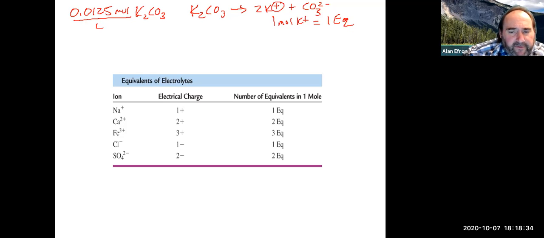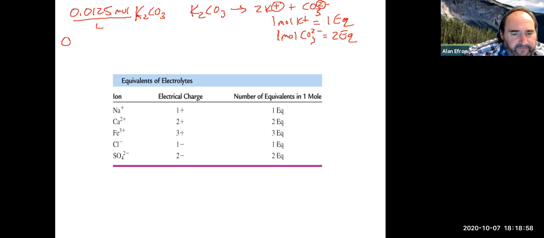We also know for every 1 mole of carbonate, we're going to get 2 equivalents. Again, charge doesn't matter, but the number does here, so it's going to be 2. So again, we're going to use those as conversion factors to figure out the concentration of each of these ions. So we do need to kind of go from the whole thing to each one.